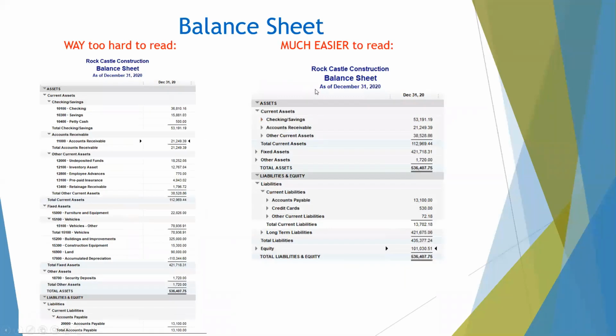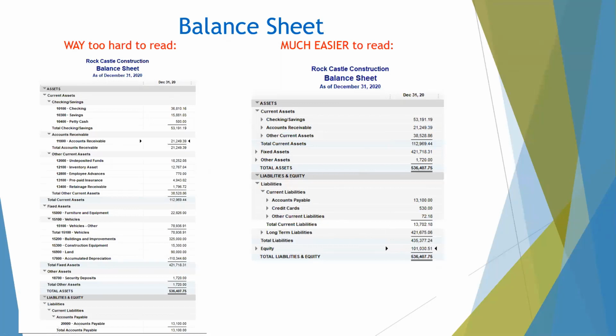If we look at the balance sheet here, again, we want to collapse it. This is from QuickBooks. This is way too hard to read, too much information. You can always dig in and find these numbers. But when you collapse it over here, you get a much better view. You see you've got your assets, and the total is $536,407. You've got your liabilities, which is what you owe, credit cards, your bills you owe to vendors. You have some long-term liabilities, which are usually mortgages. So total liabilities, $435, and the difference between the two is equity, $101.